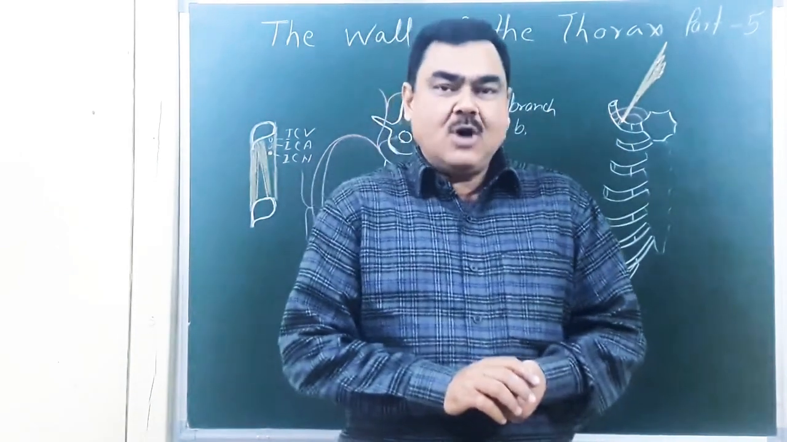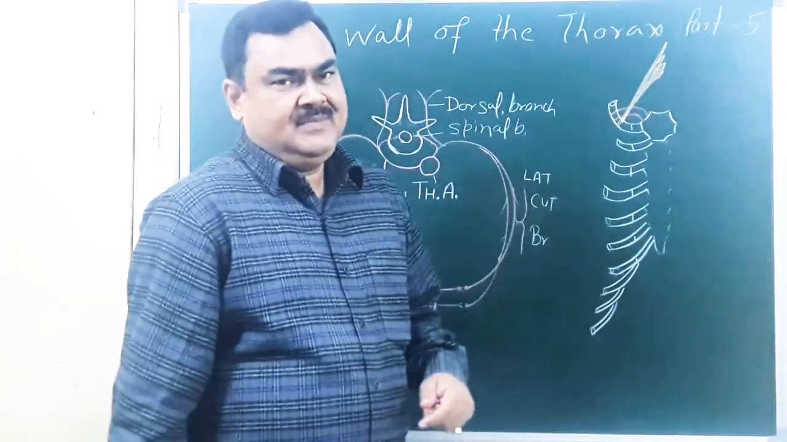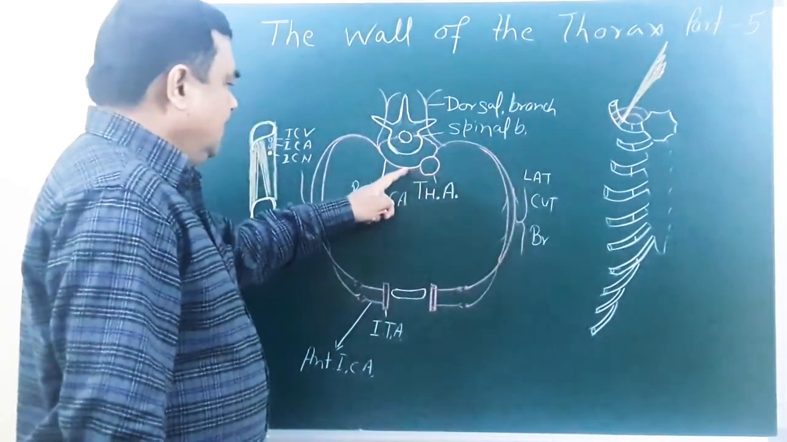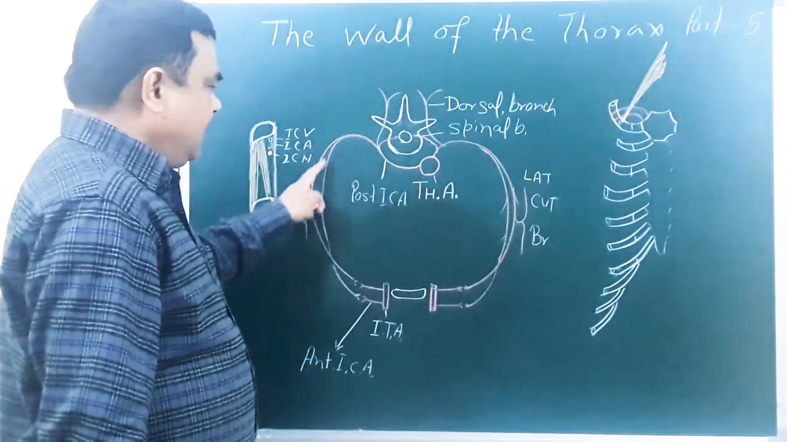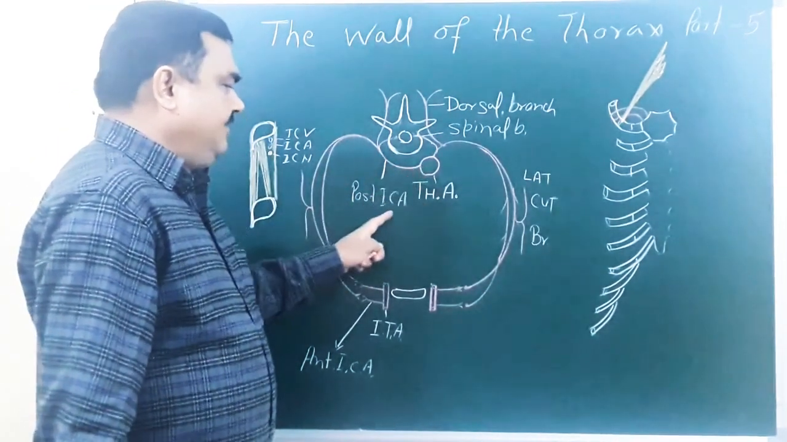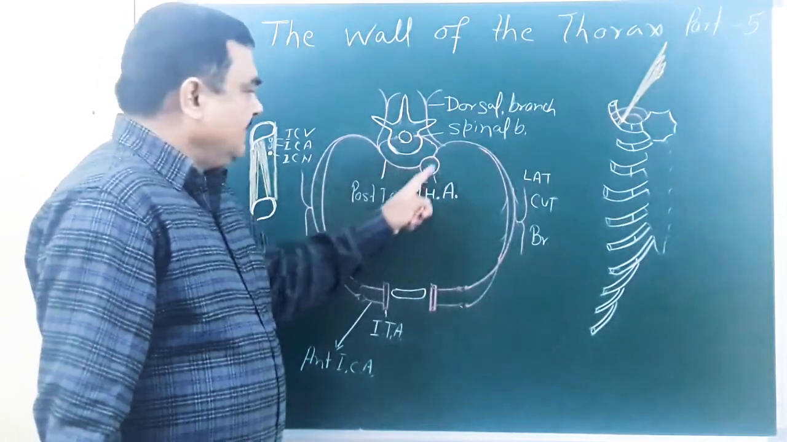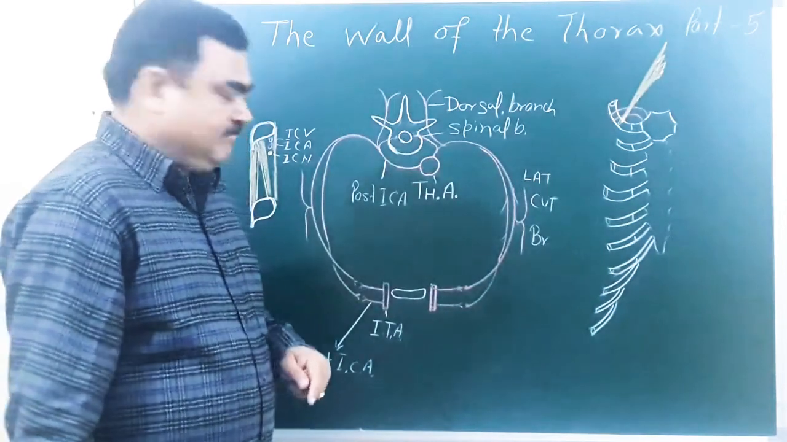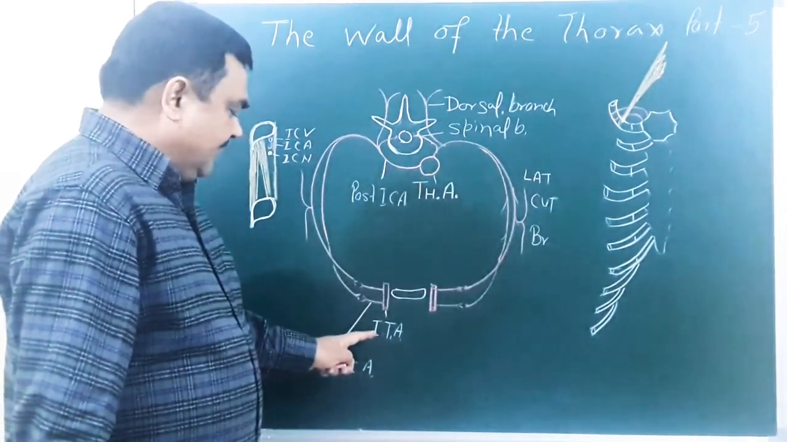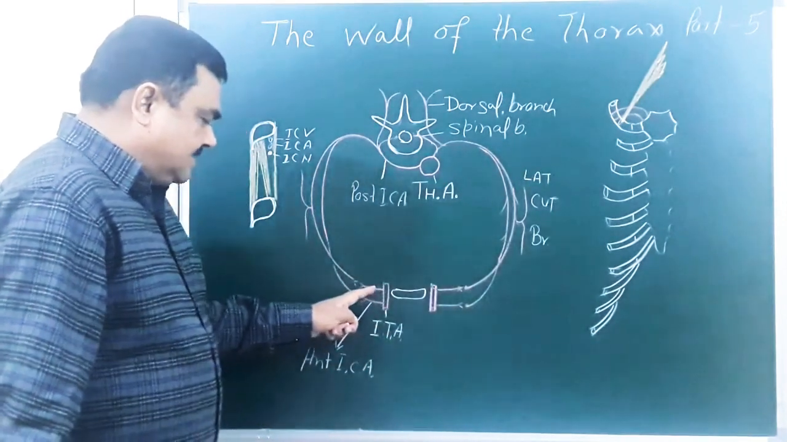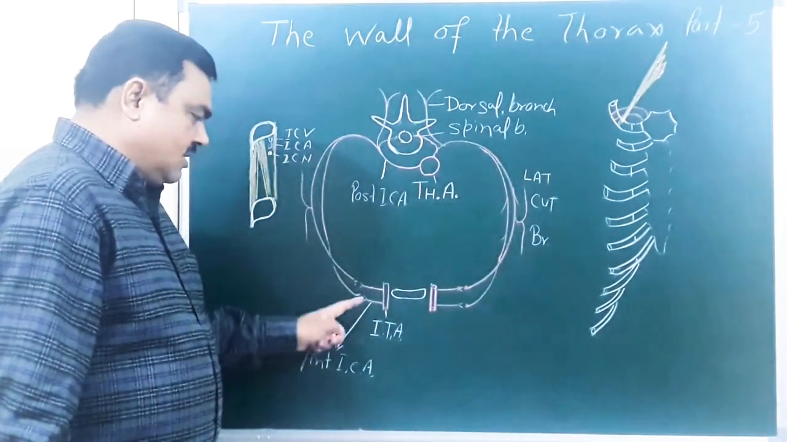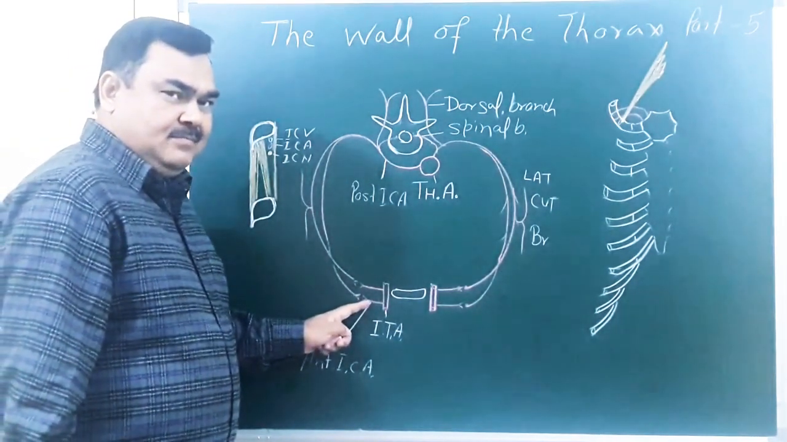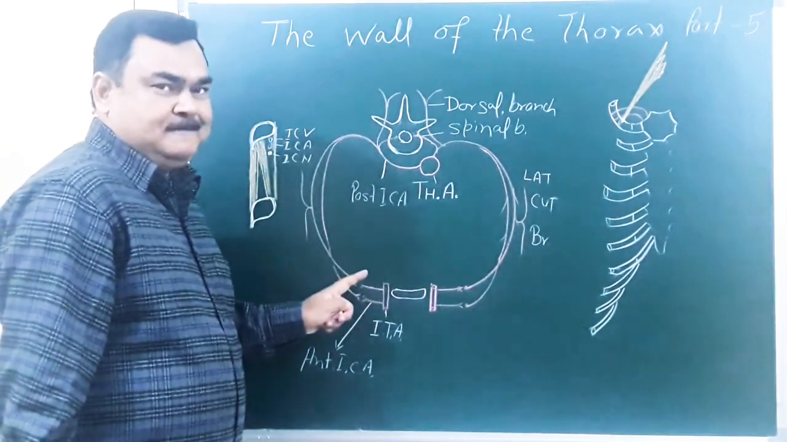Now we'll discuss the wall of thorax, part 5. In part 4, you have seen the posterior intercostal artery, which arises from the thoracic aorta, and these are the branches of this posterior intercostal artery. Here is the internal thoracic artery, which gives the anterior intercostal artery. There are two anterior intercostal arteries present in each space.